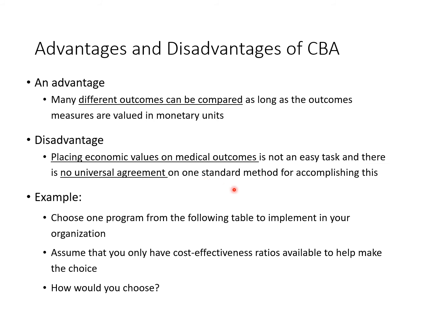We'll see now in the following example that we want to choose between some programs to implement in a certain organization. We'll try to take the decision based on cost effectiveness analysis and then based on cost benefit analysis, just to see what kind of information we get from cost benefit analysis and how it can help us in some situations.